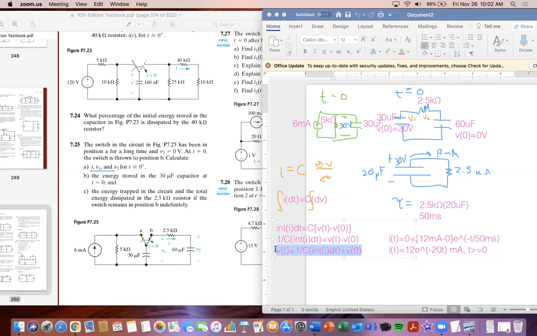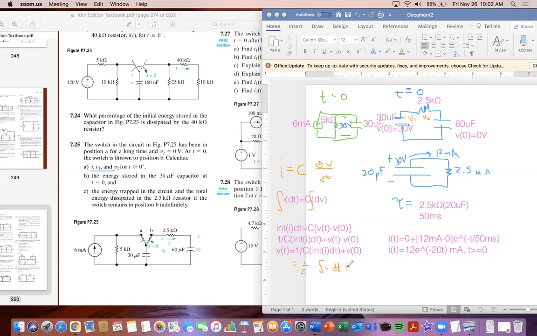Okay, that's what I got for my V of t. So remember that equation. You guys have seen it before. It just looks a little weird here, but it's 1 over C times the integral of I dt, plus V0.